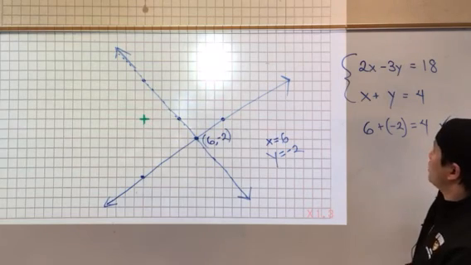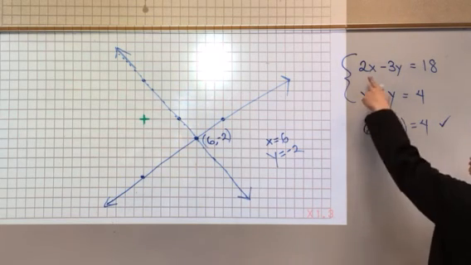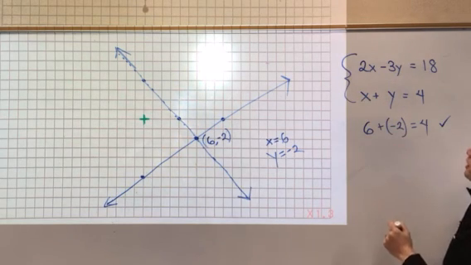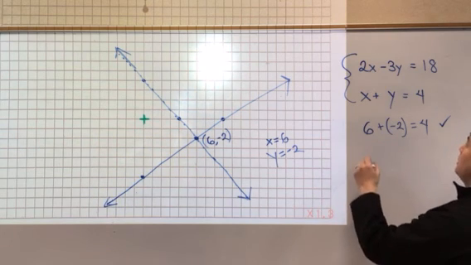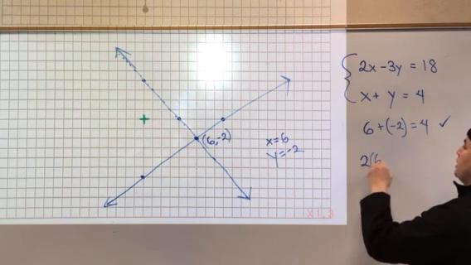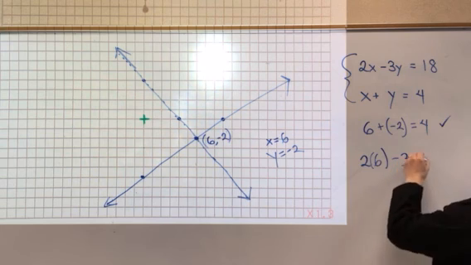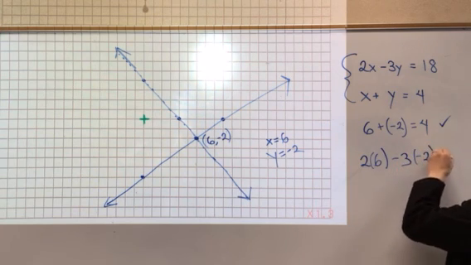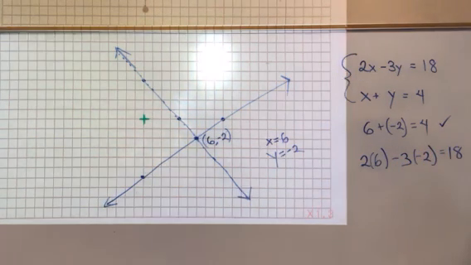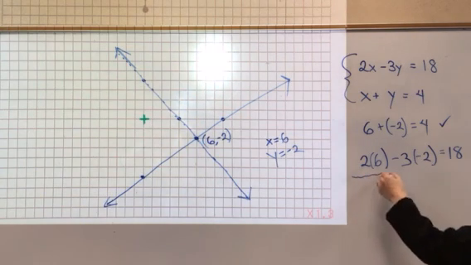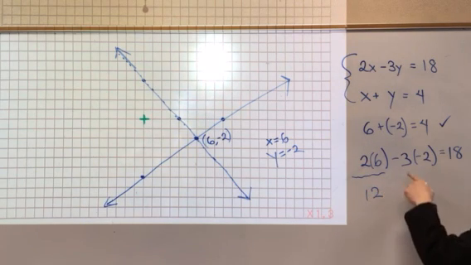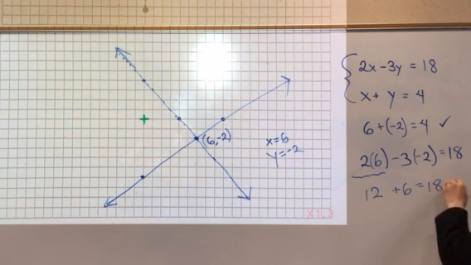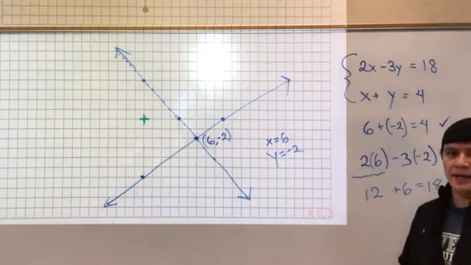And now I want to try it for the first equation, the top one. It says 2x minus 3y equals 18. So when x is equal to 6 and y is equal to negative 2, will I get 18? Well, 2 times 6 is 12. Negative 3 times negative 2 is positive 6. And that does indeed equal 18. And that's my solution.